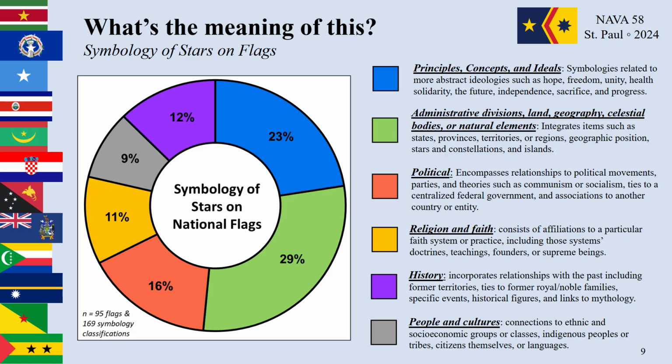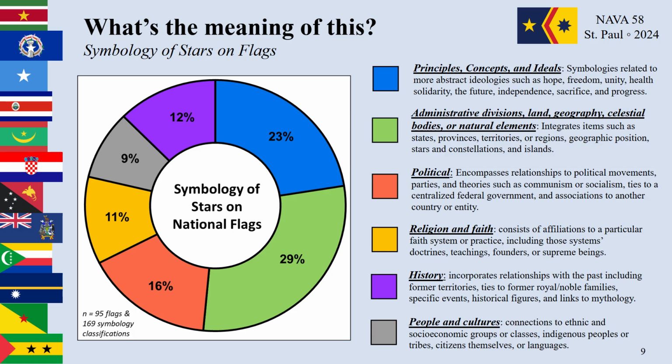But I tried my absolute best to divide these into 6 main categories. I won't read them all, but here are the classifications. The first is principles, concepts, and ideals. Those are more abstract ideologies such as hope, progress, and independence. Then administrative divisions, land, and natural elements. Those are stars for states, provinces, constellations, or land more broadly.